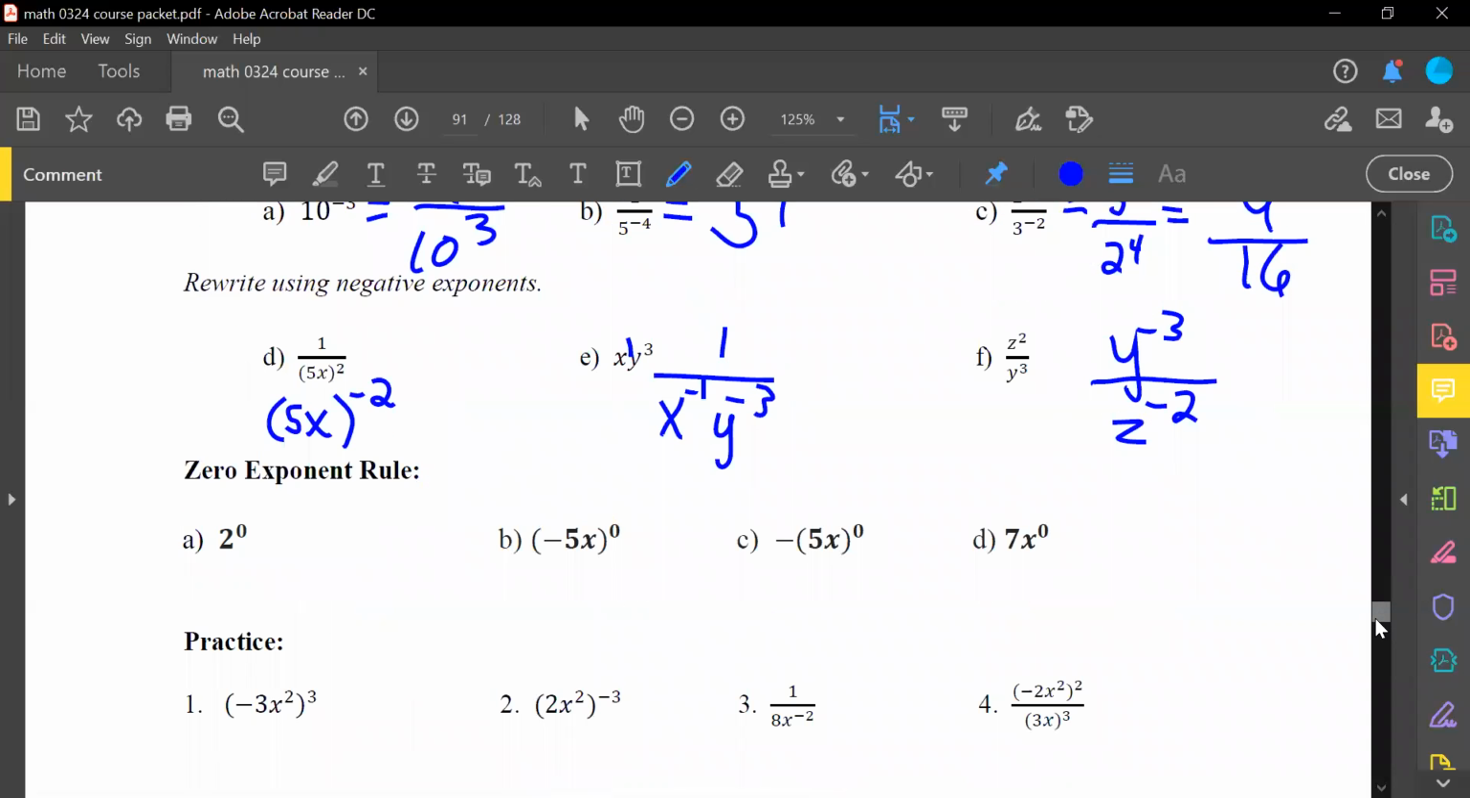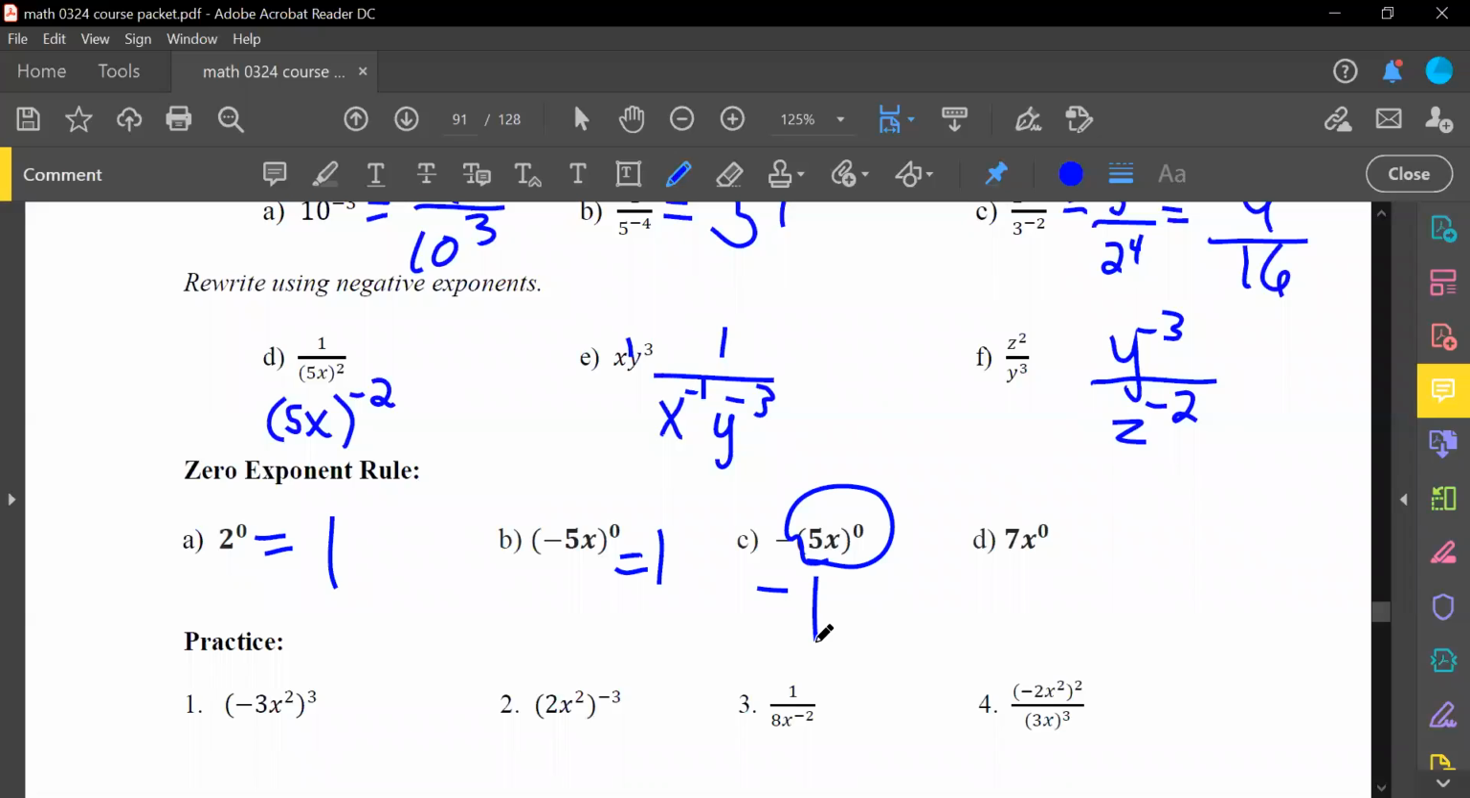All right, zero exponent rule, easy. 2 to the 0, 1. That thing to the 0 is 1. Now this one we have to be a little careful of because the 0 does not apply to the negative. It only applies to the thing in front of it, which is the parentheses. So what I have is negative quantity 5x to the 0. So that's going to be 1 there. So it's going to be -1.